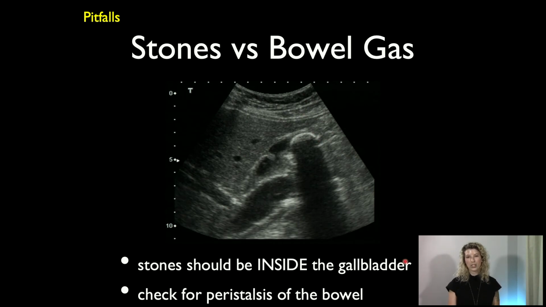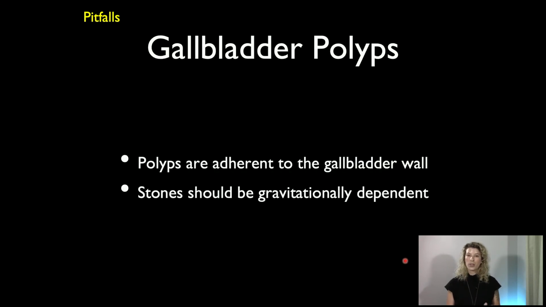The other thing you want to make sure is that whatever you're seeing is inside the gallbladder. And the way to do that is, well, first of all, it's interesting because you can actually see peristalsis if you stop moving your probe and just look at the bowel. Gallstones don't peristalse. But that's why we look in two views, right? Because then you're sure you're seeing it inside the gallbladder. Polyps are adherent to the gallbladder wall, whereas gallstones will move as you move the patient.